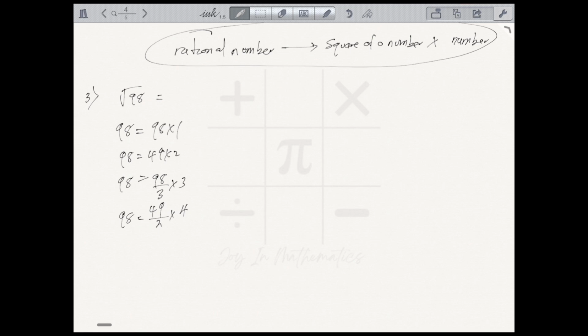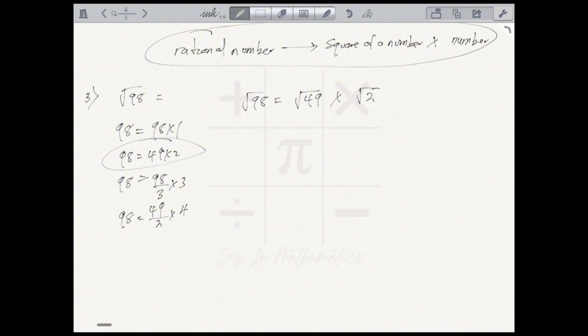Now, if we take a look at this, there's no definite square root of 98. Is there a definite square root of 49? Yes. Is there a definite square root of 98 over 3? No, and there's no definite square root of 49 over 2 either. So we have a rational number 98. We have the square of a number 49, which is 7 squared, and another number which is 2. So we can say that root 98 is equal to the square root of 49 multiplied by the square root of 2.